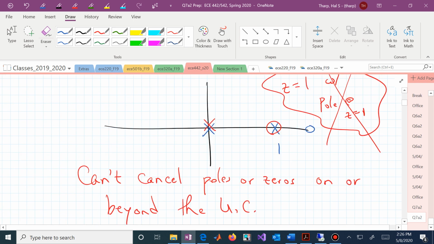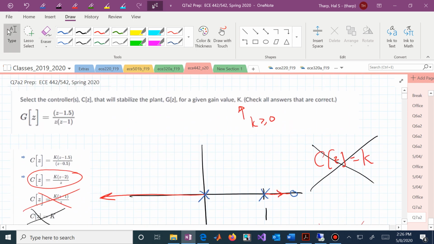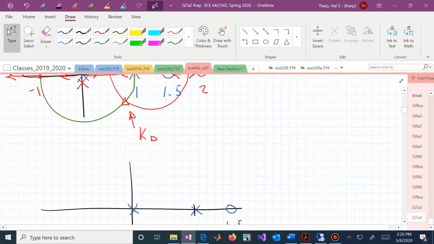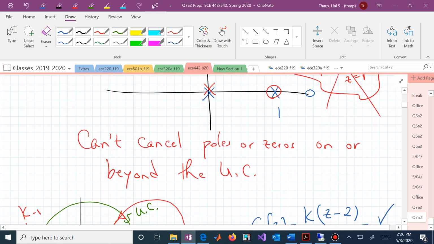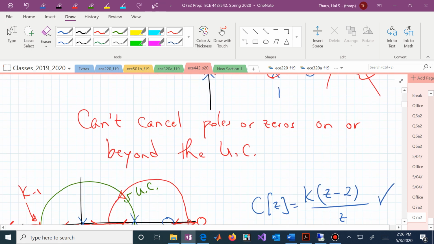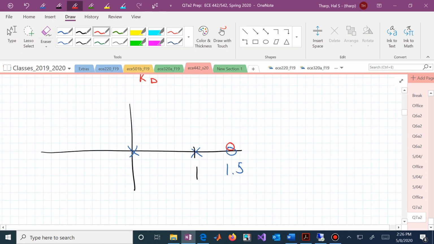This last controller to investigate has a 0 at 1.5, and I said that's okay. What we do beyond that may invalidate, but that's okay. We're not canceling anything outside the unit circle. And then we had a pole at 1/2.